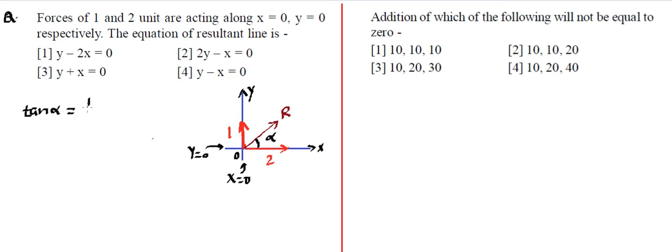So this is going to be 1 by 2, that is tan alpha. So that means the resultant lies such that it makes alpha angle from the x-axis, and this tan alpha is equal to 1 by 2. Now again here some mathematics is going to be involved. We need to find the equation of this line.